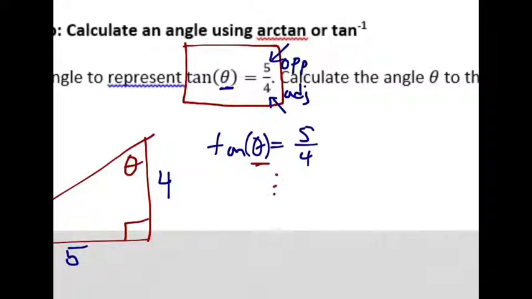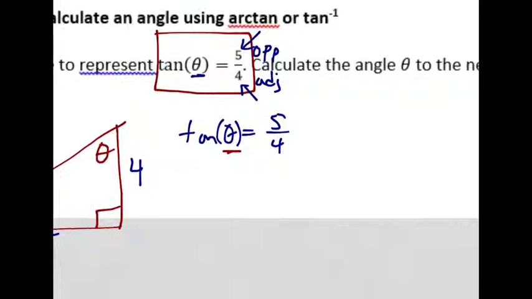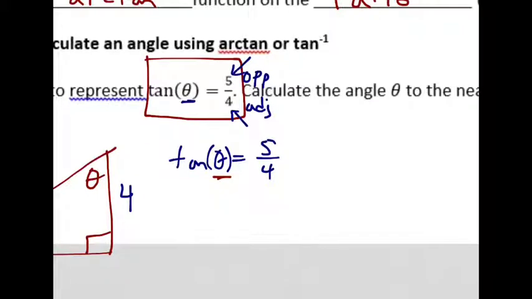How do we get something? How do we do our algebra here so that we just get theta equals some number? Well, here's how we do that. We use something called arctan, or another way it's written is tan to the -1. You can see arctan and tan to the -1 are essentially the same thing. Okay, so here's how we do this.